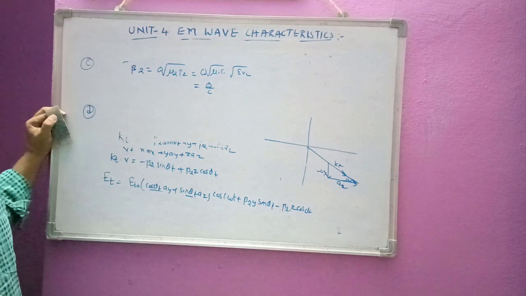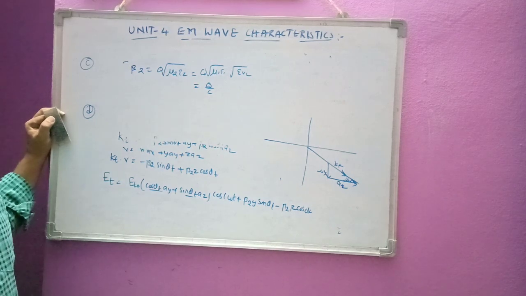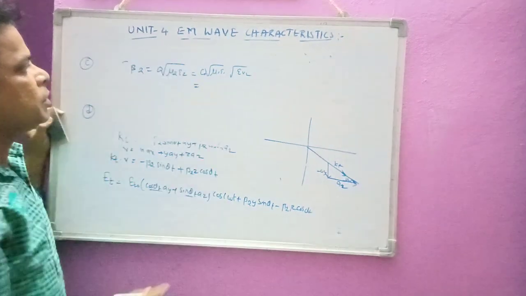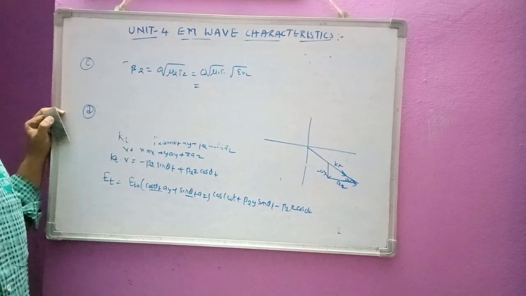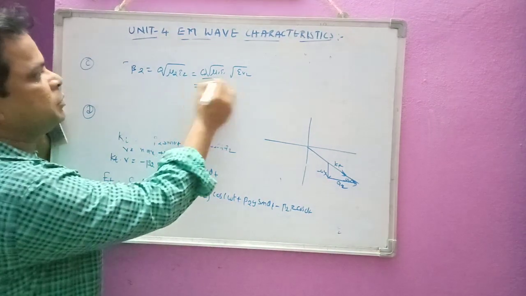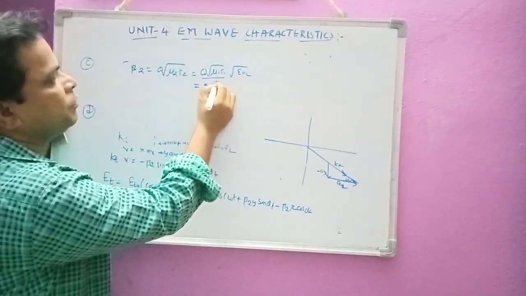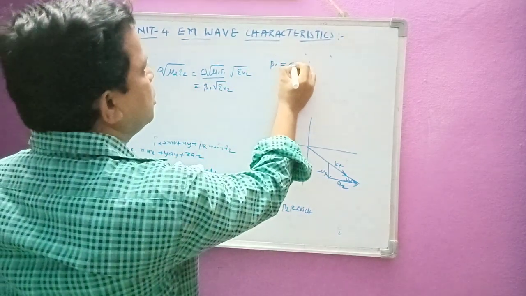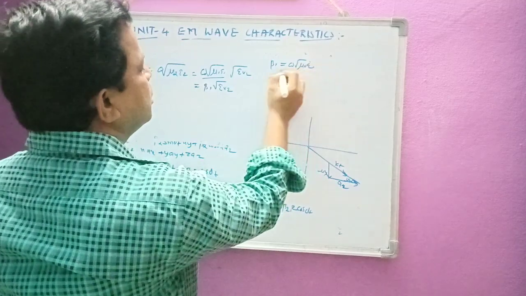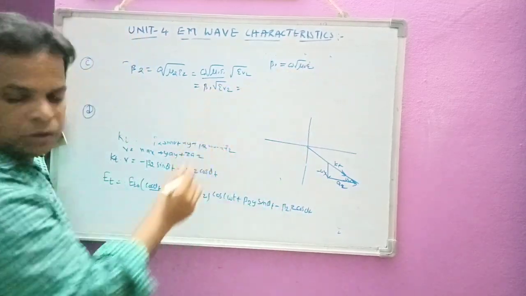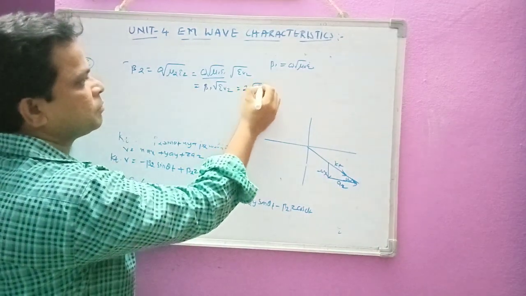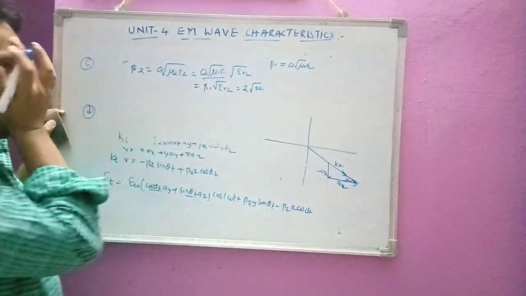So beta 1 we have already got, this value 4. From the triangle we can find 2 into root 20 here. I can write this as beta 1 into square root of epsilon r2, because beta 1 is equal to omega into square root of mu naught into epsilon naught. So beta 1 we already have, that is 2 into root 20 here.